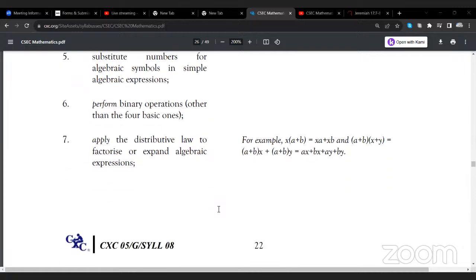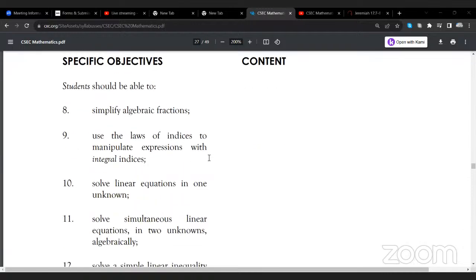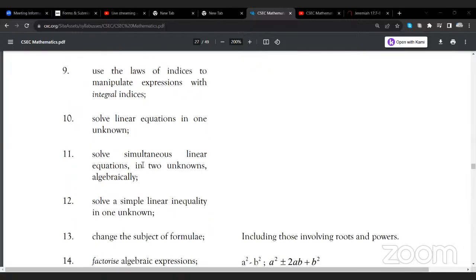And of course, number 7, one that tends to give people a lot of trouble, apply the distributive law to factorize or expand algebraic expressions. So we do a lot of factorization. And further on, simplify algebraic fractions and use the laws of indices to manipulate expressions with integral indices. And of course, number 10, solve linear equations in one unknown. And number 11, another problematic type of question, solve simultaneous linear equations in two unknowns algebraically. And number 12, solve a simple linear inequality in one unknown.